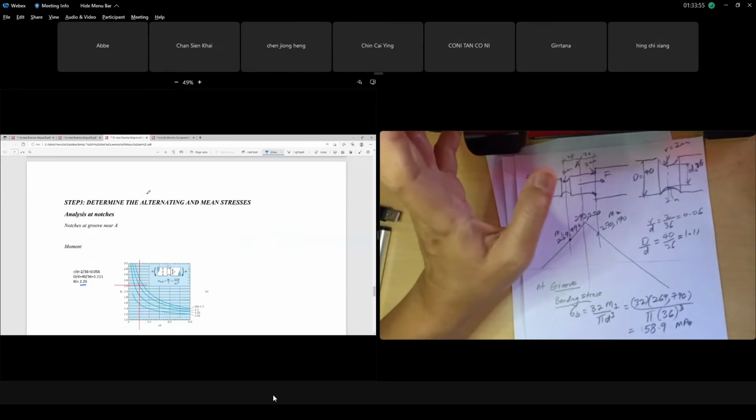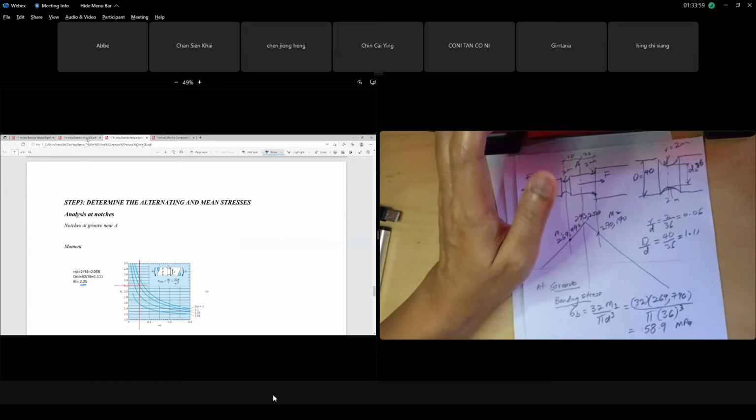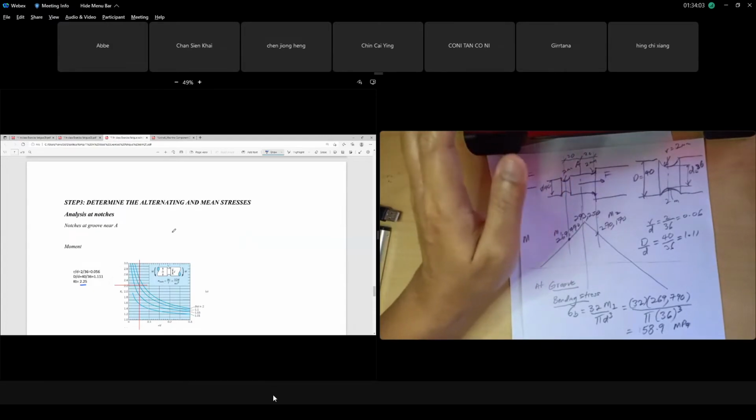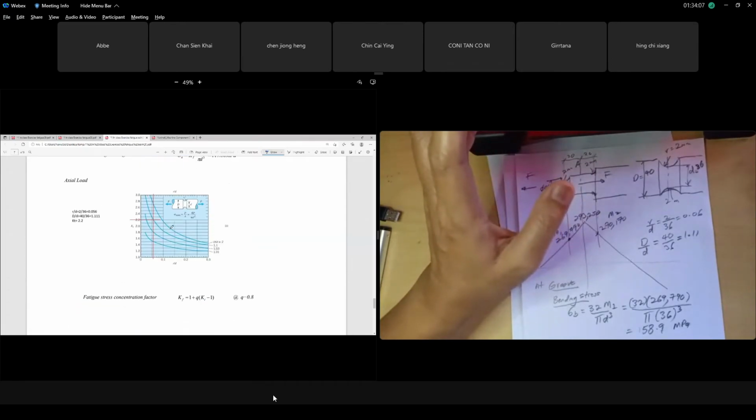If you calculate torsion stress, you are wasting your time. Totally wrong, your answer will be wrong. So at the groove point, we don't have torsion. We only have axial and bending. At the notch at the groove, we only have bending and axial.